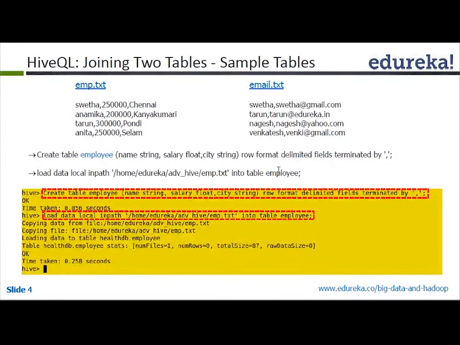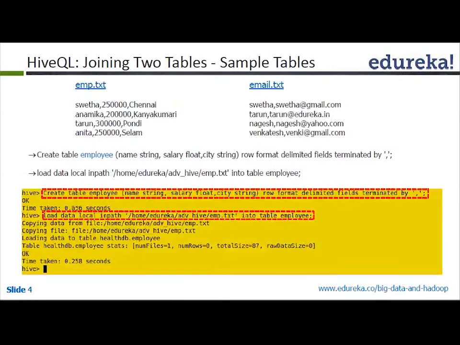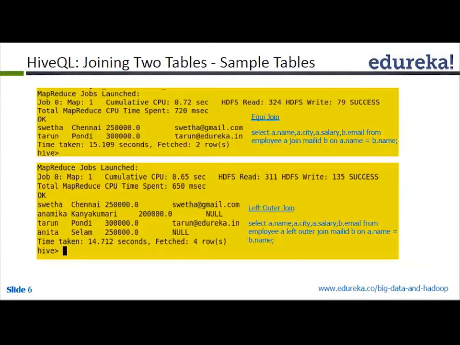So what are we doing here? I have got a data file called employee.txt and an email.txt having 4 records each. I'm creating an employee table, and I'm loading the data from the employee text into the employee table. Then I'm creating a mail ID table, and I'm loading the data from the mail ID file. So I have got two tables, mail ID and employee.